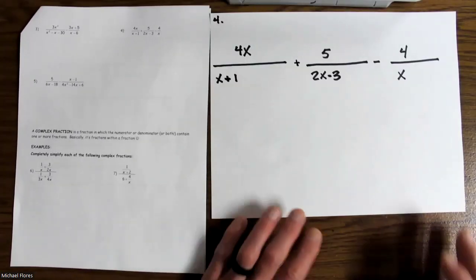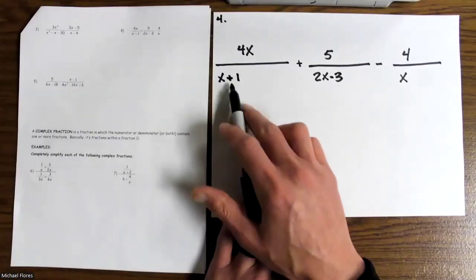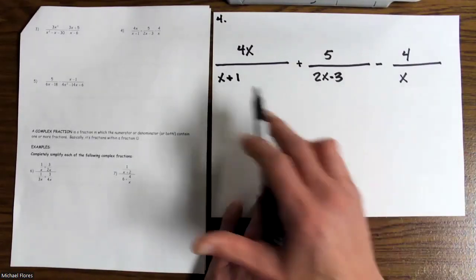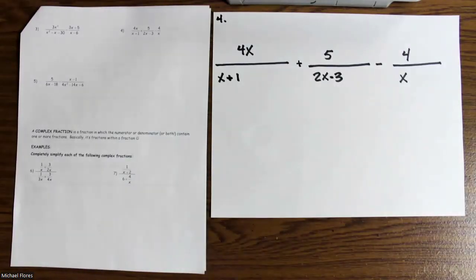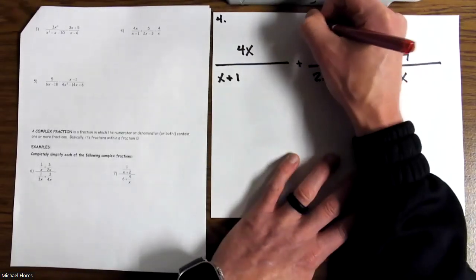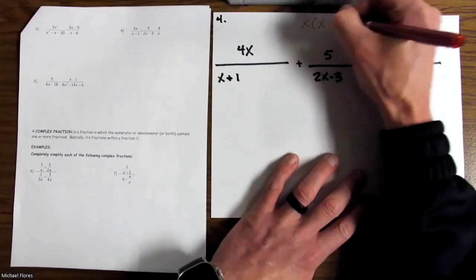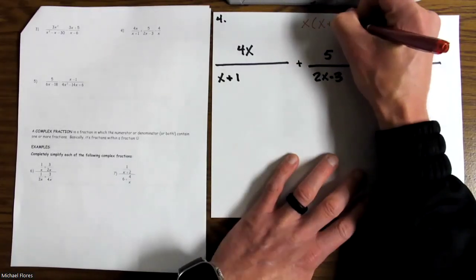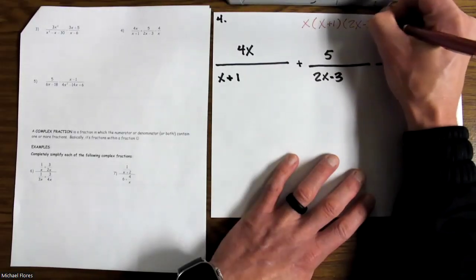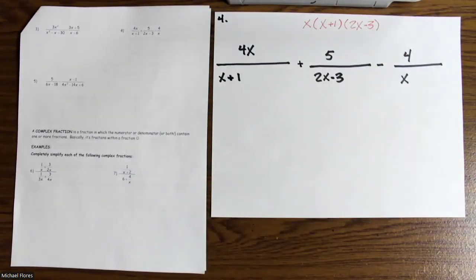Example 4. Now we have three different denominators, x plus 1, 2x minus 3, and x, meaning we would need to multiply all three of these denominators together in order for us to come up with the common denominator. So I'm going to start with x times x plus 1 times 2x minus 3. This is what our common denominator is, and I'm going to use this to help me with the rest of this problem.